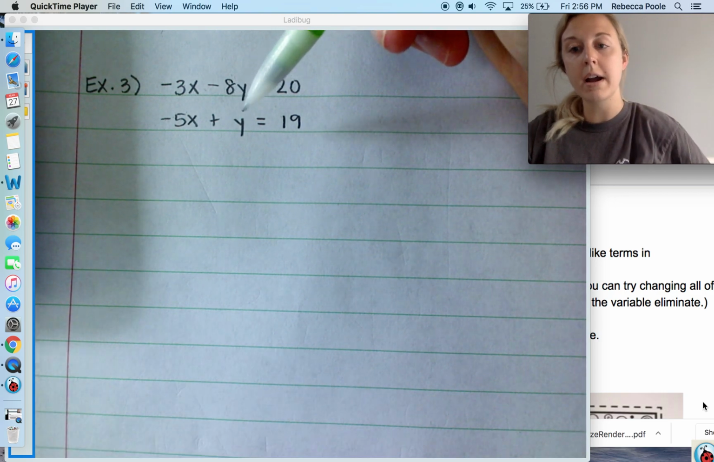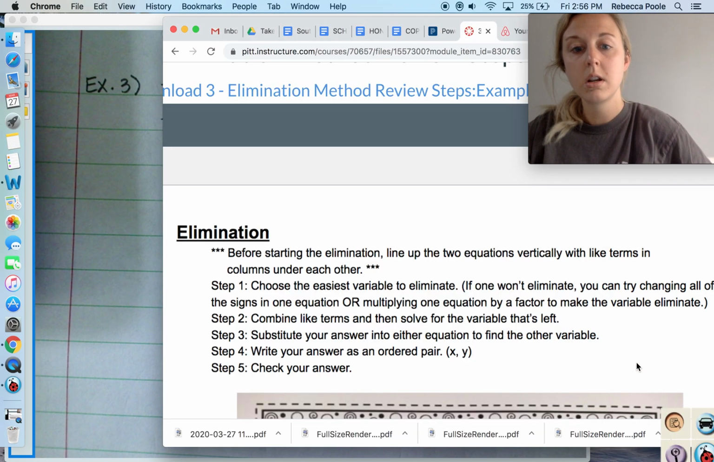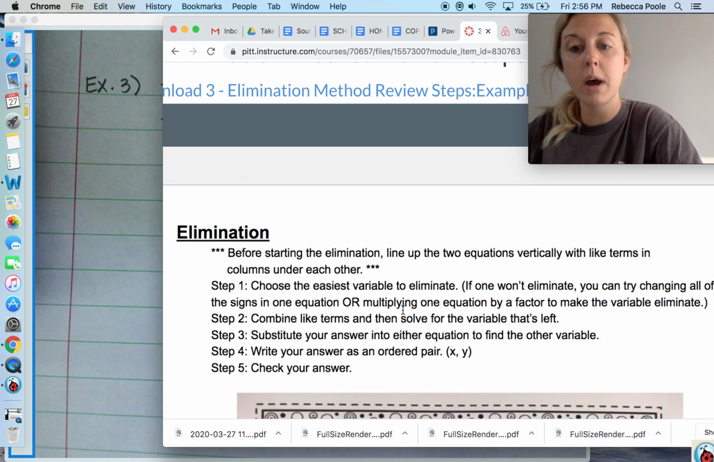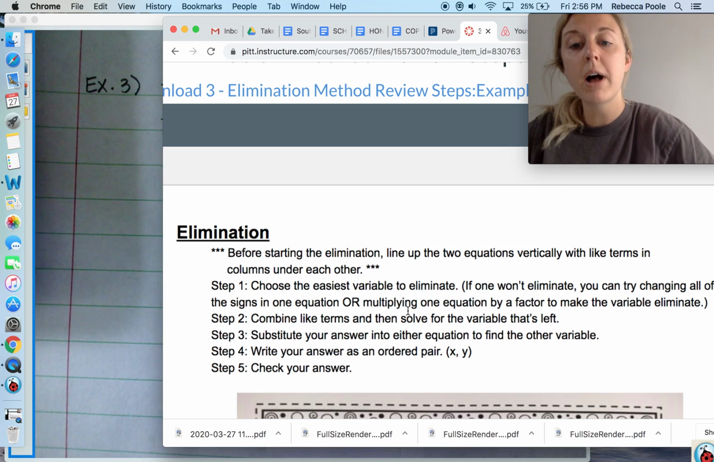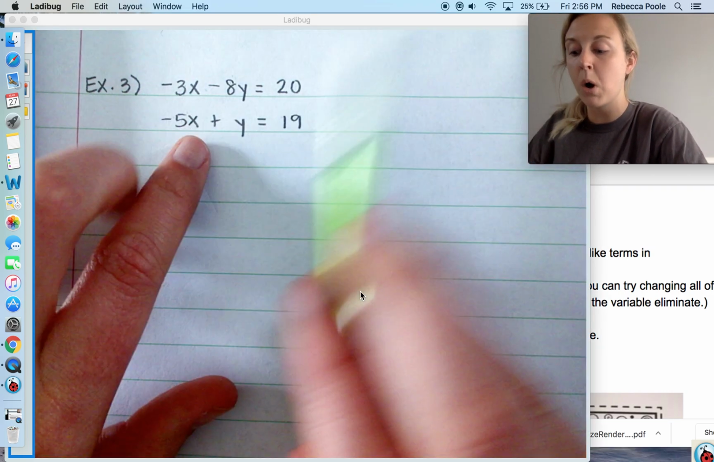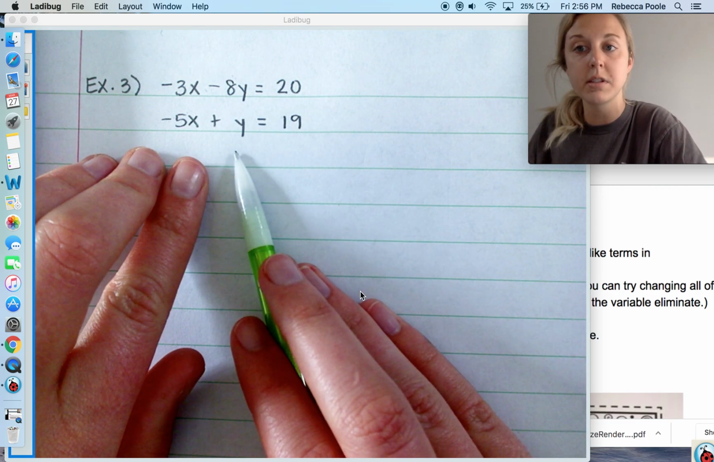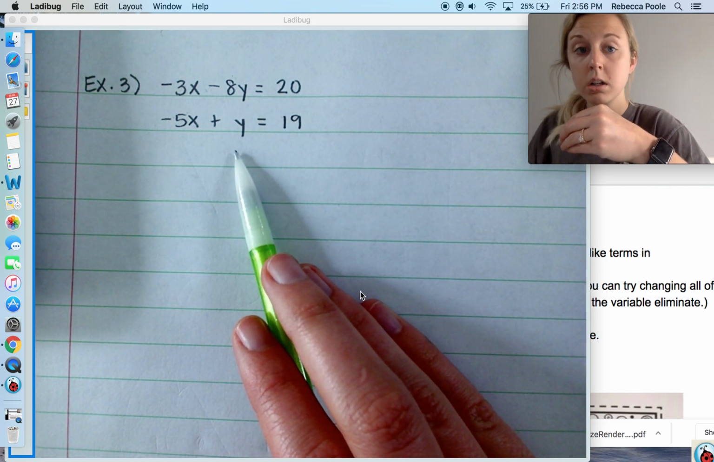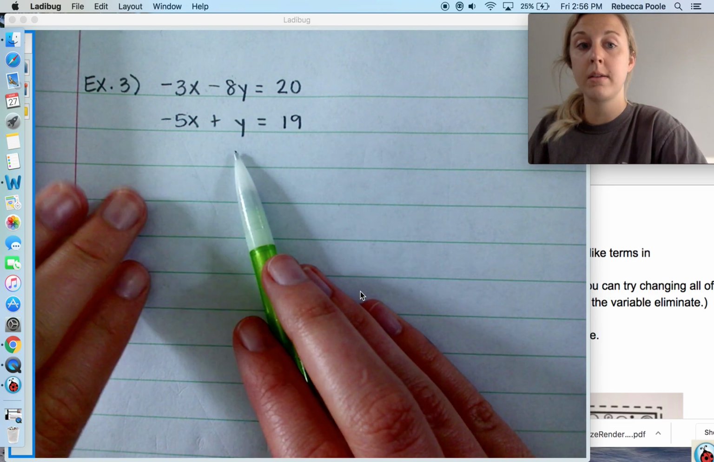So this is where in the steps it says, multiply one equation. I'm underneath step 1 where my little cursor is right here. Multiply one equation by a factor that will make something eliminate. So what we want to do is multiply one of these equations by a number to make something eliminate, okay?